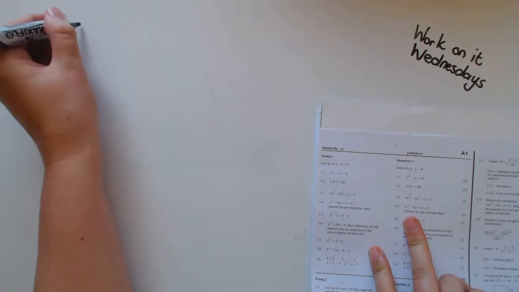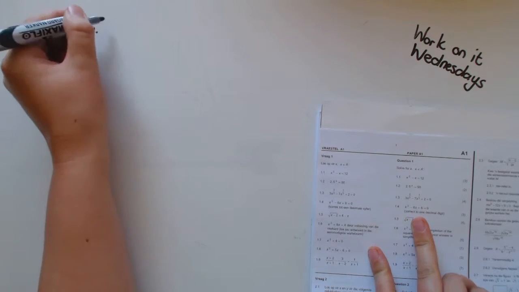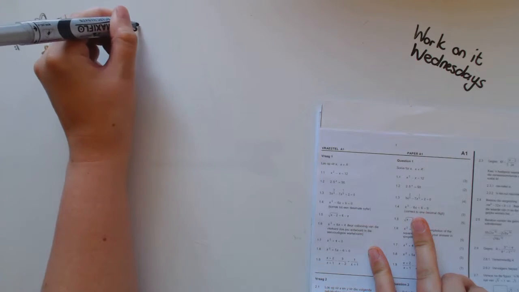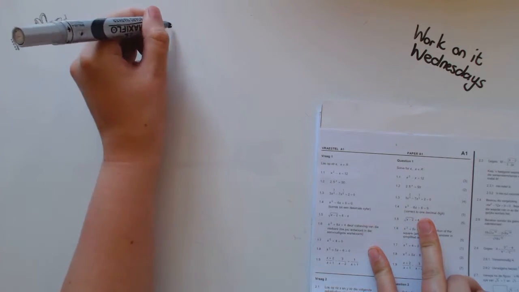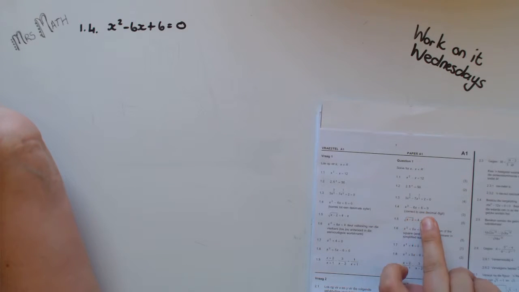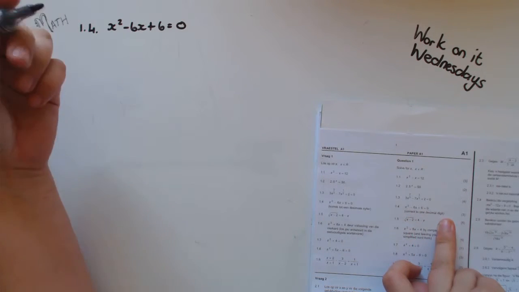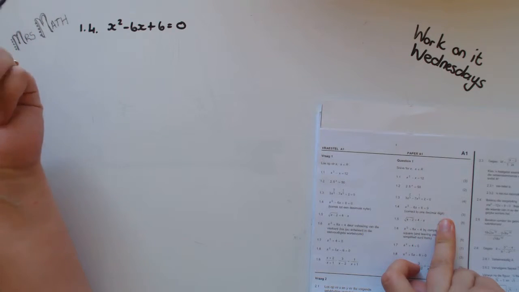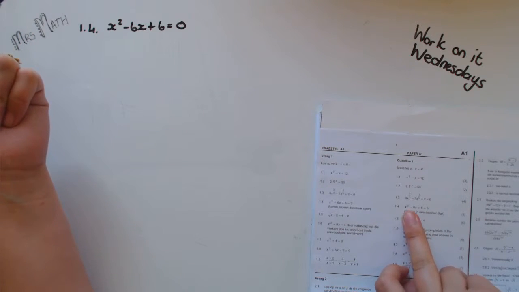Okay, question 1.4 says x squared minus 6x plus 6 is equal to 0, and it says in brackets there correct to 1 decimal digit, which means I'm going to use the formula. That gives it away immediately.